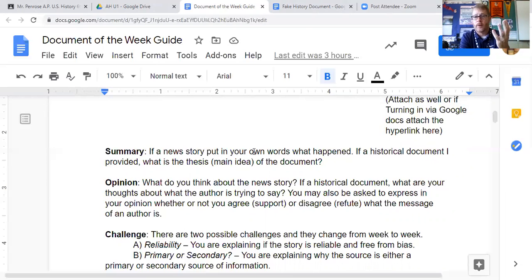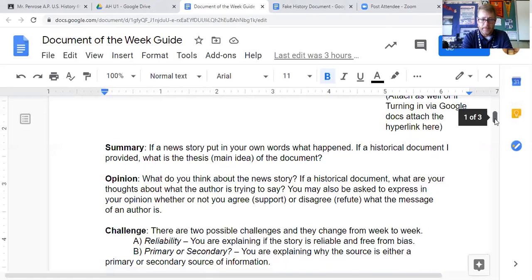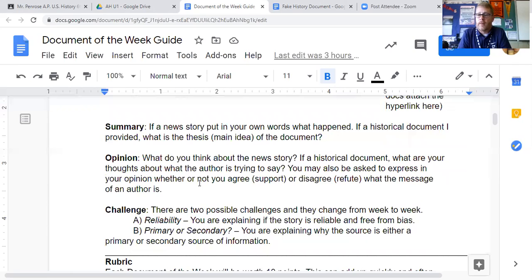You have to read the story and put it in your own words. It's basically kind of like a thesis. This is a 3-sentence minimum for non-honors and a 5-sentence minimum for honors. Second, your opinion. What do you think about the news story? All you have to do is share your opinion. This should be the easiest part.